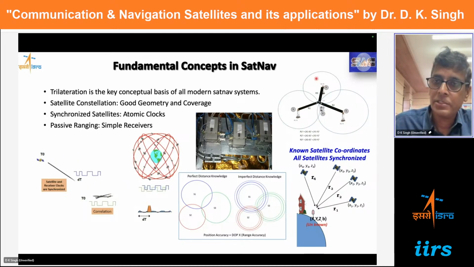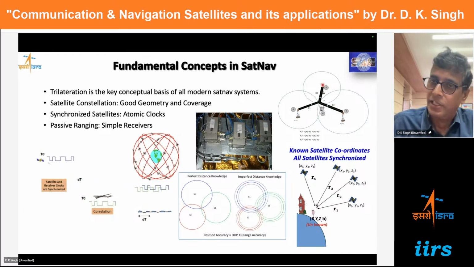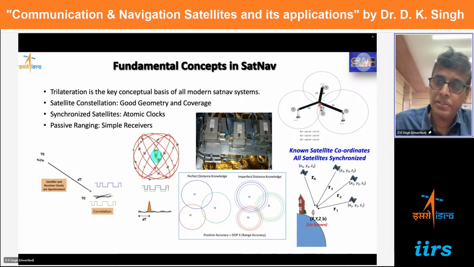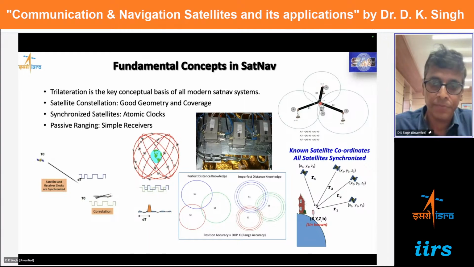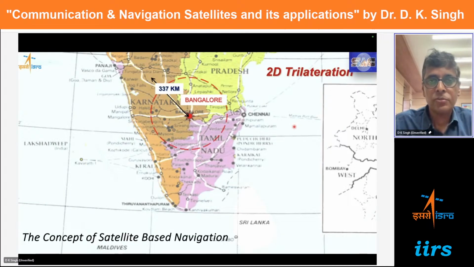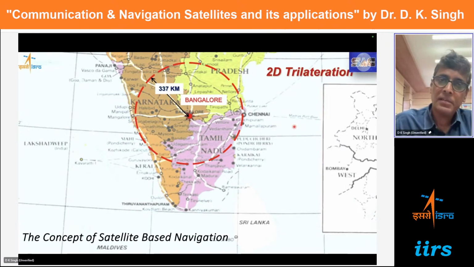If you look at the picture on the top, there are three towers emitting the signal and there is one receiver. If it can measure the distance to the known-location towers from 3 points, it can compute its position in 2 dimensions. Just to make it simple, let us say I make a statement that I am at a location which is 337 kilometers from Bangalore. So I can be anywhere on this circle, right?